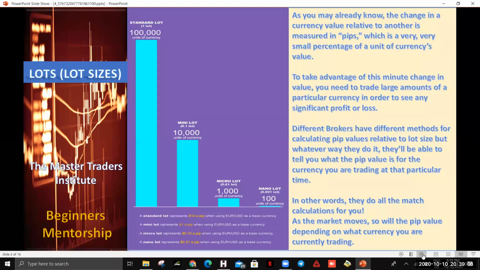Now, this is what I mean by the lot sizes in picture form. One standard gives you this unit of currency, mini lot gives you this, micro lot gives you this, and the nano lot gives you this. You know, some people ask, someone sent me a message on Twitter that I have $10.